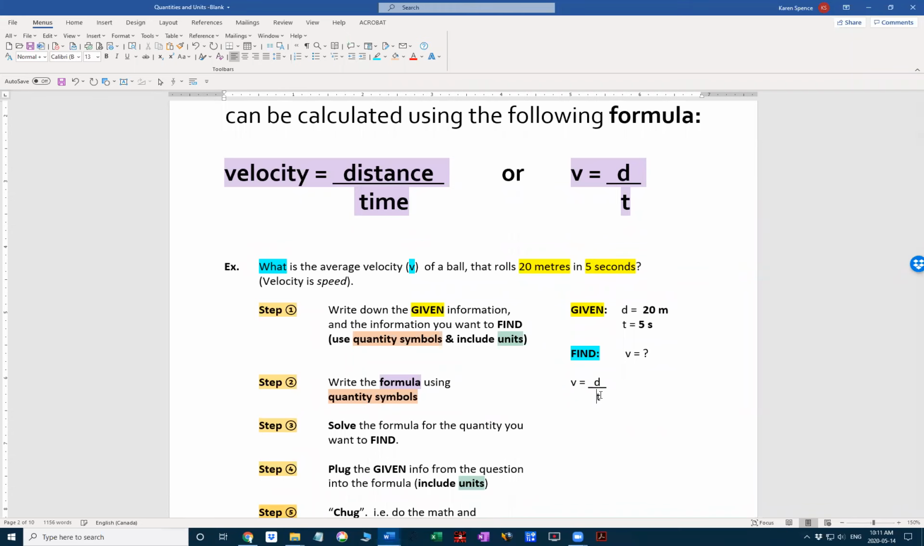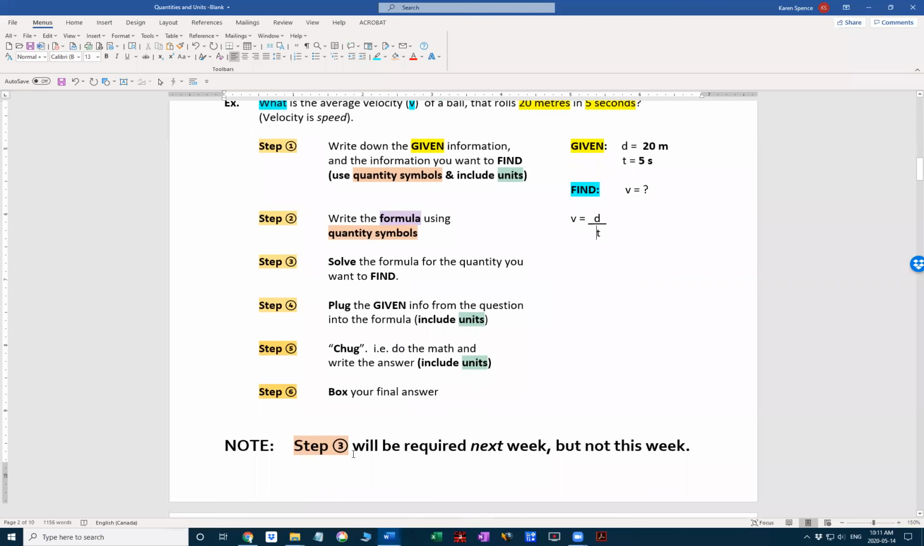Step number 3, what you're going to notice is at the bottom of the page, I've said that step number 3 is going to be required next week, but not this week. This week, you are always going to have already solved for the quantity that we want you to find. So I have given you the formula in the format V, all on its own, is equal to D over T. When you are solving a formula, basically you are isolating whatever it is you want on one side of the equation. But hey, look, V is already all by itself. So we don't have to do that this week. So we're just going to say that that is done.